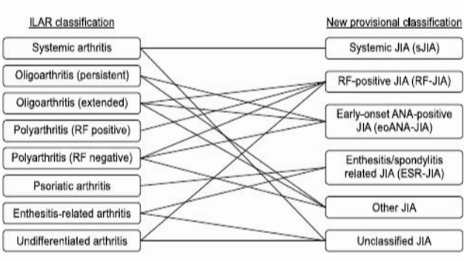Here is a very simple comparison between the ILAR classification and the new provisional classification. In fact, systemic JIA will remain as it is, but some may fall in the unclassified, which means more than one classification criteria, more than one group. The oligoarticular, as you see here, persistent and extended, the polyarticular RF negative and positive, psoriatic and enthesitis related: all of these groups depend mainly on the number of joints.